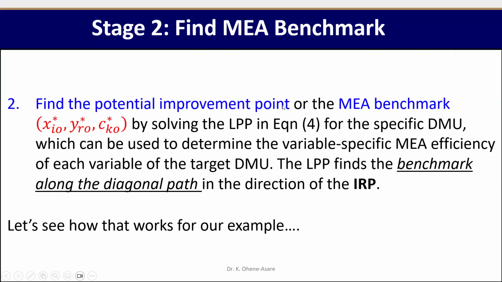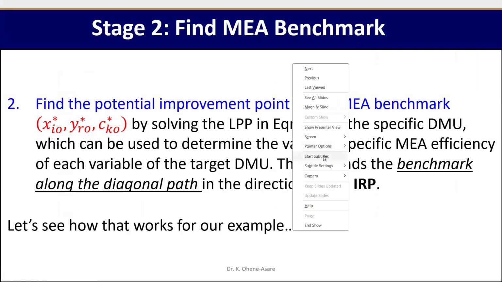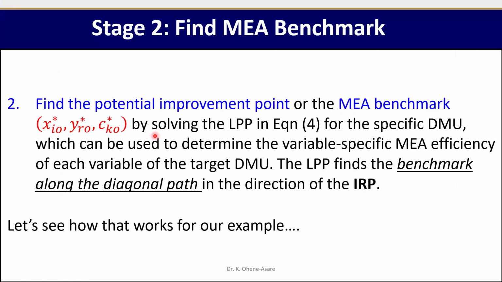We are going to find the potential improvement point. Please note that the potential improvement point is the same as the MEA benchmark. Take note, it's the same. We are going to find this for the input, for the output, and for the undesirable output. We are solving equation 4. Remember the one that has a beta, beta, beta for the specific company. And then we use that to find the efficiency scores.